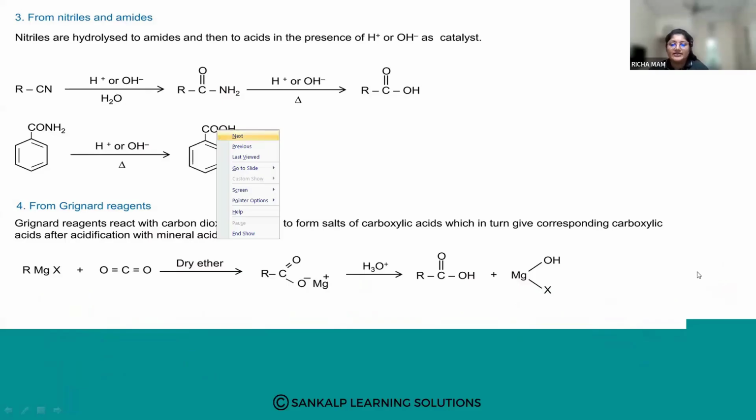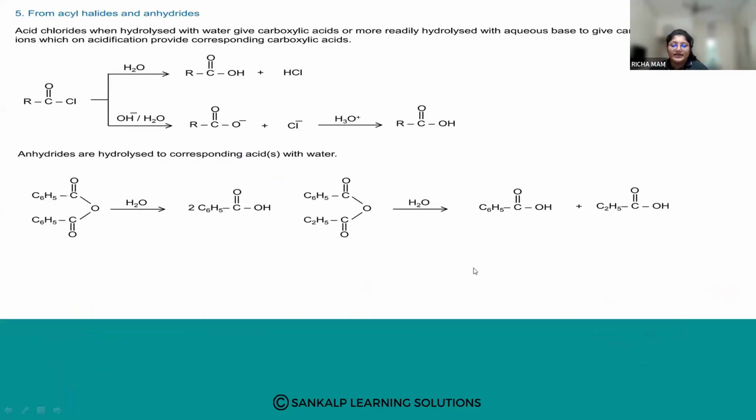From acyl halides and anhydrides. So how do you represent acyl halides, students? We have seen this already. R C double bond O X. So this is an acyl halide, and an anhydride is R C double bond O, O, R C double bond O. So this is acid anhydride. This is acyl halide, and this is your acetic anhydride.